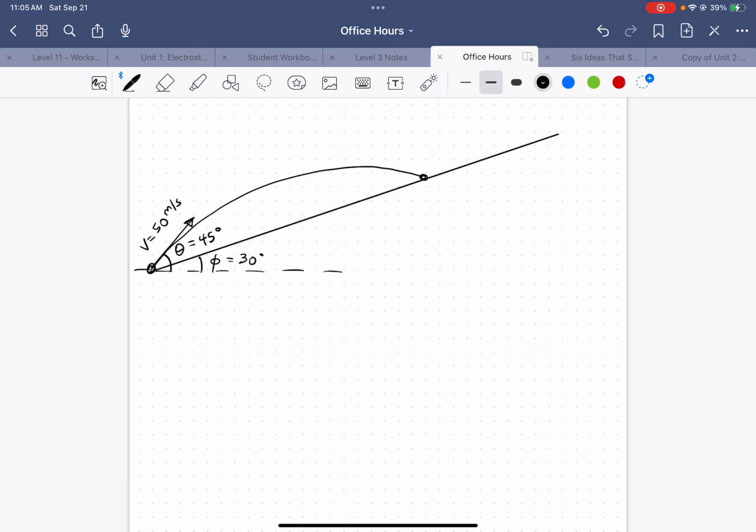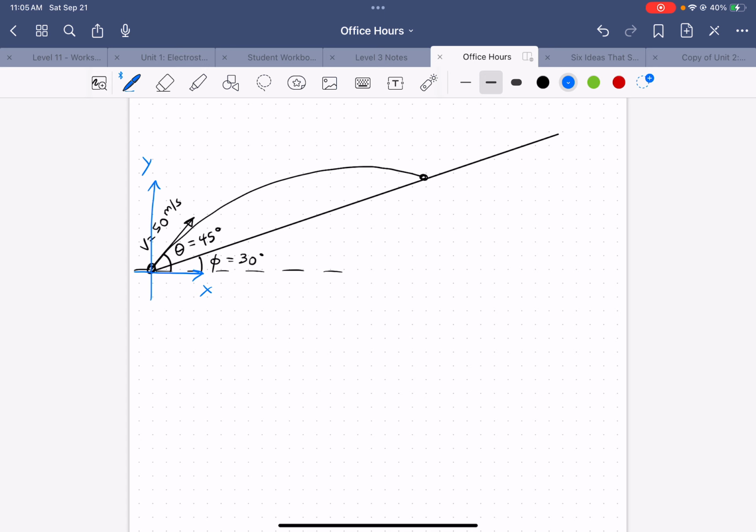Okay, so the first thing I would do with a problem like this is establish a coordinate system where the projectile starts from the origin, and I'm going to keep the x and y axes oriented horizontally and vertically. A lot of times when you solve problems with objects that are sliding along a hill, you will rotate the axes to align them such that one axis is parallel to the surface and the other is perpendicular.